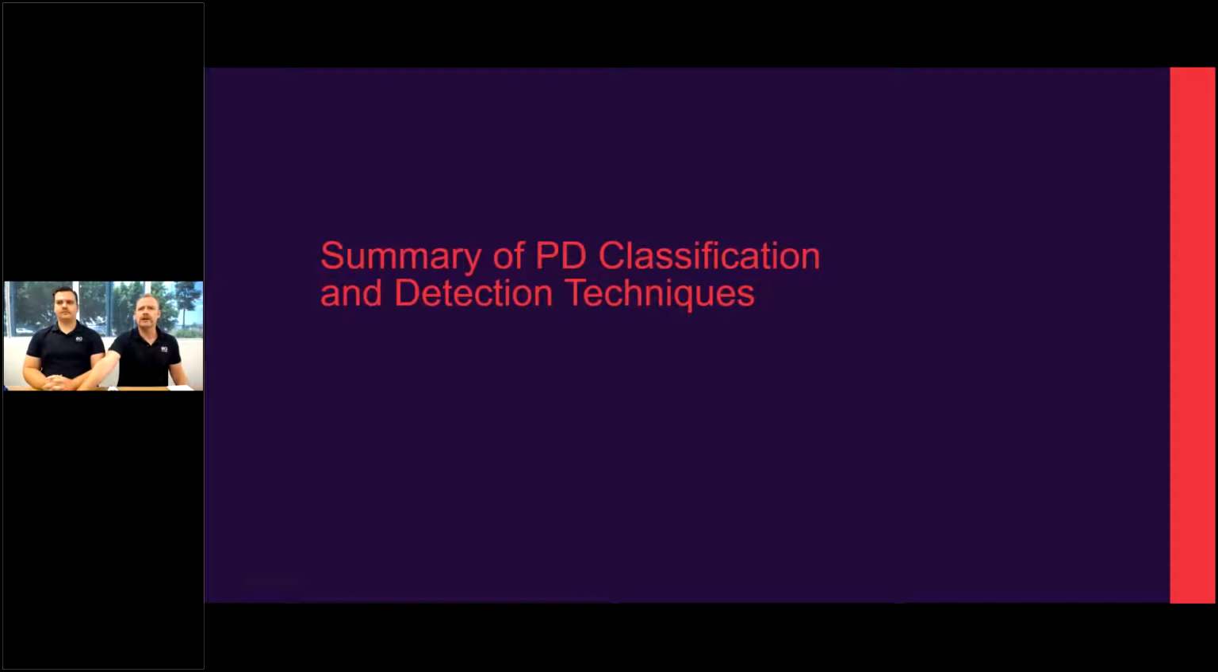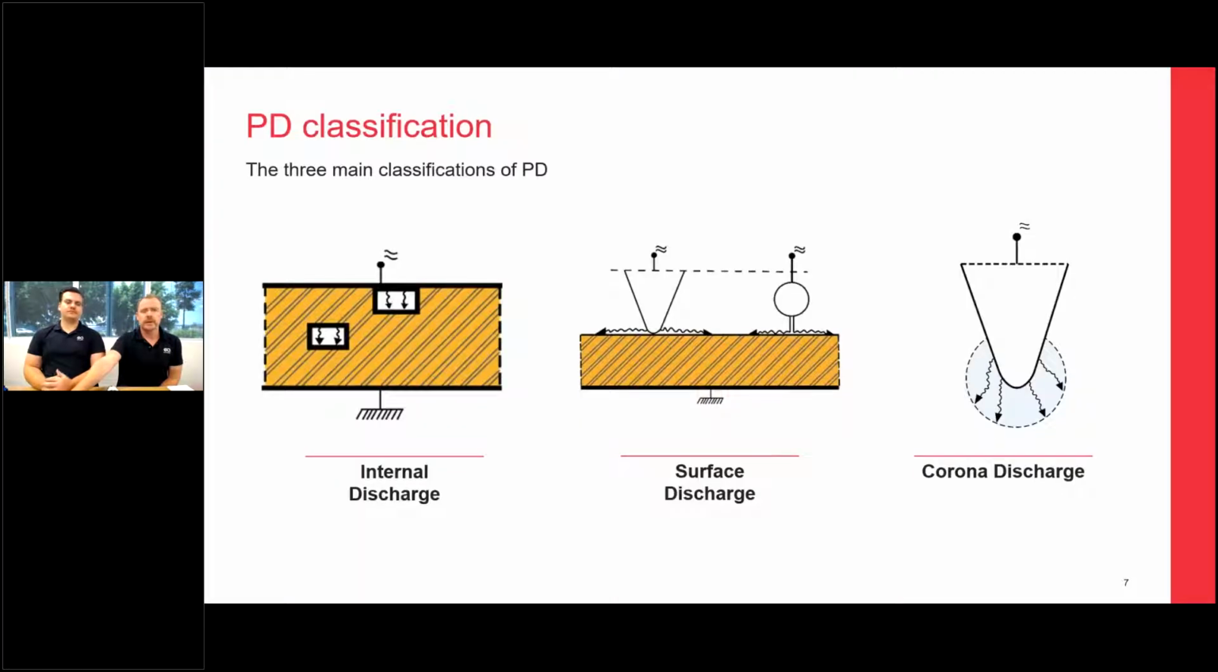Okay, a summary of the PD classifications and the techniques we use to test for discharge activity. Okay, so there's 3 main classifications of PD. The first one is internal discharge. This is where you've got PD occurring on the inside of insulation systems, on the inside of your high voltage asset or insulation. And that'll be caused by some sort of defect.